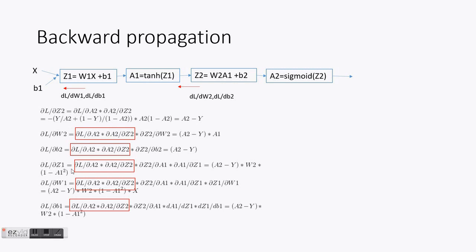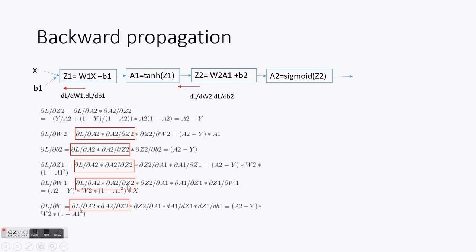Similarly, ∂L/∂Z1, using the chain rule, is ∂L/∂A2, ∂A2/∂Z2, ∂Z2/∂A1 into ∂A1/∂Z1. Now ∂L/∂A2 into ∂A2/∂Z2 is basically ∂L/∂Z2, which is A2 minus Y. ∂Z2/∂A1 is W2, and lastly ∂A1/∂Z1, that is the derivative of tanh Z1, is basically 1 minus A1 squared. We have proved that.